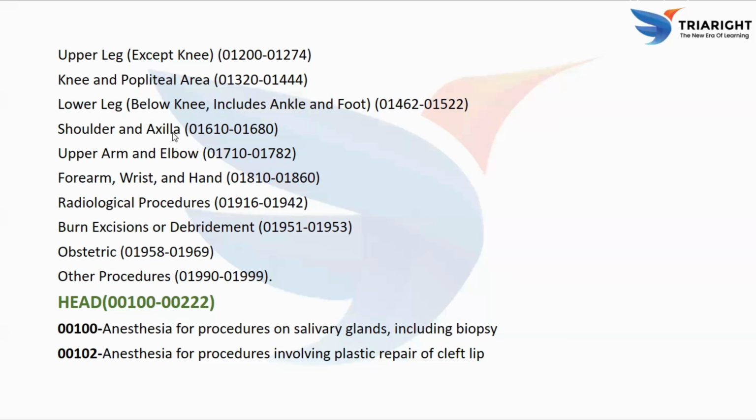Next is shoulder and axilla. The code ranges are from 01610 to 01680. These are used for shoulder joint surgeries as well as armpit procedures. Upper arm and elbow is 01710 to 01782. These are used for humerus and elbow surgeries. Forearm, wrist and hand, which is used for radius, ulna and wrist, and also finger and hand surgeries, falls under 01810 to 01860.